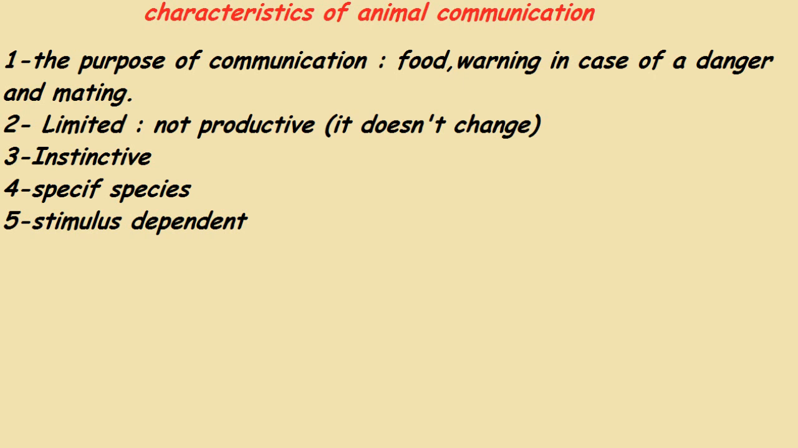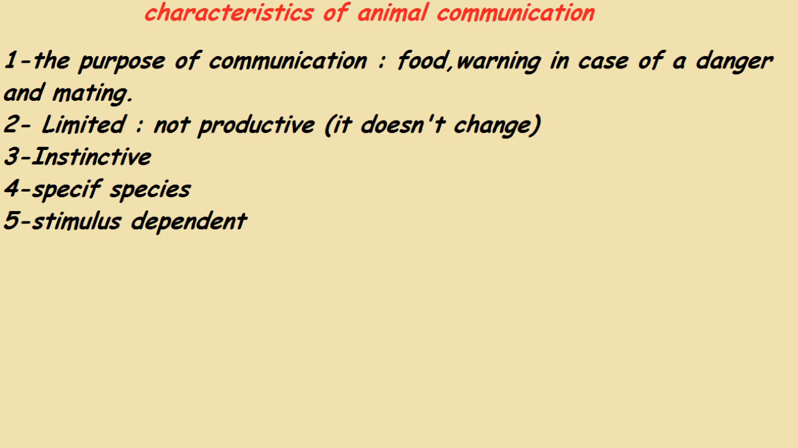And it is also instinctive. I mean, dogs are born with the capacity of communicating. They did not have to learn communication, but they knew already how to communicate. This is instinctive. And we move to the fourth characteristic, which is specific species. Like I said before, dogs can only communicate with other dogs. A dog can never communicate with a whale, for example.